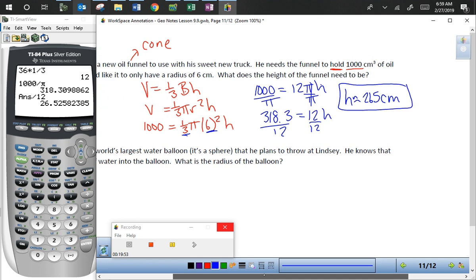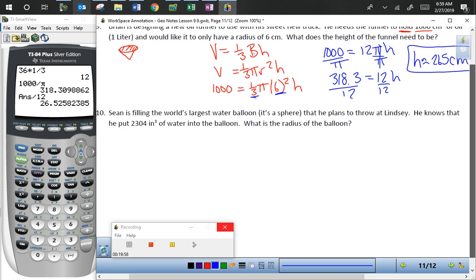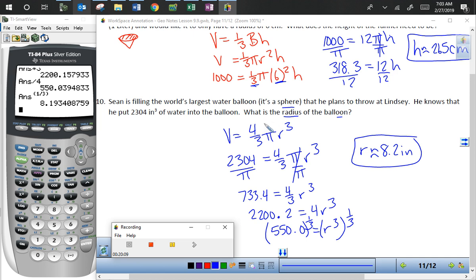Alright. For the next one, I would like you to pause the video and see if you can solve for the radius of the balloon. They tell you it's a sphere, so find the right formula and plug some stuff in for me. Okay, our formula looks like 4/3 pi r cubed. First step is just plugging in that 2,304, and then we're solving for r, so we need to get rid of pi.